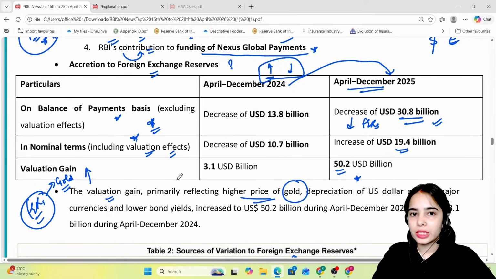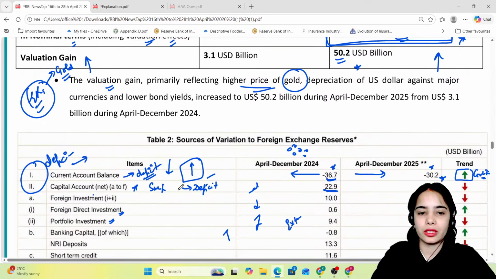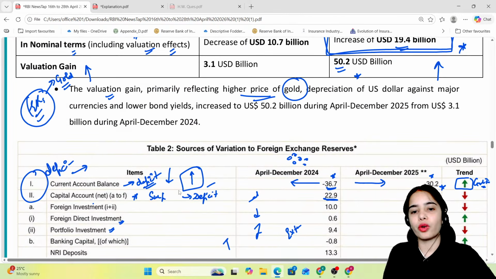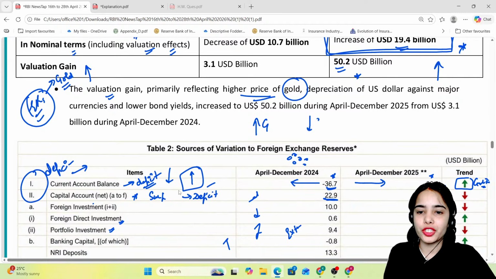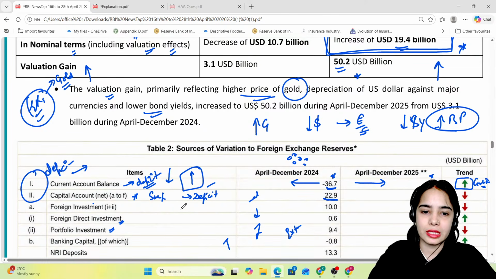I hope it is very clear that on the balance of payment basis, the foreign exchange reserves decreased, but on the valuation basis, they increased. So in nominal terms, including the valuation effect, the net effect is an increase of foreign exchange reserves by $19.4 billion. And why did the valuation gain happen? Because of the increase in gold prices, the depreciation of the dollar against other major currencies like the euro and pound sterling, and lower bond yields. With lower bond yields there are higher bond prices, and the RBI has already invested in bonds, so the RBI is getting higher bond prices now.